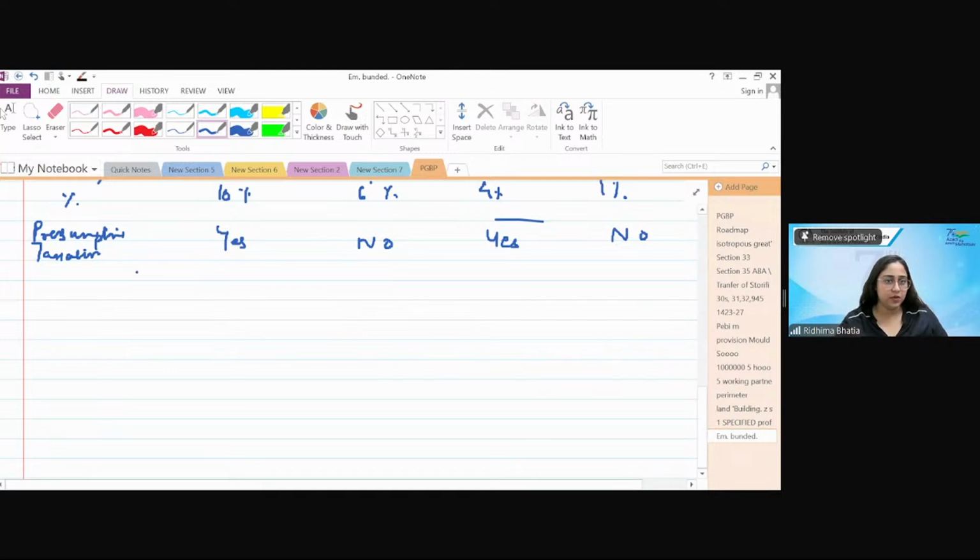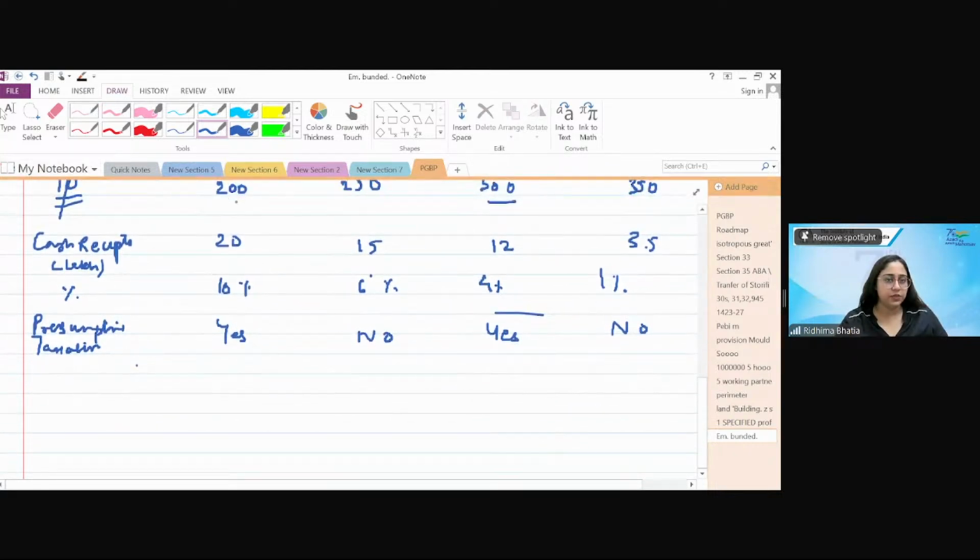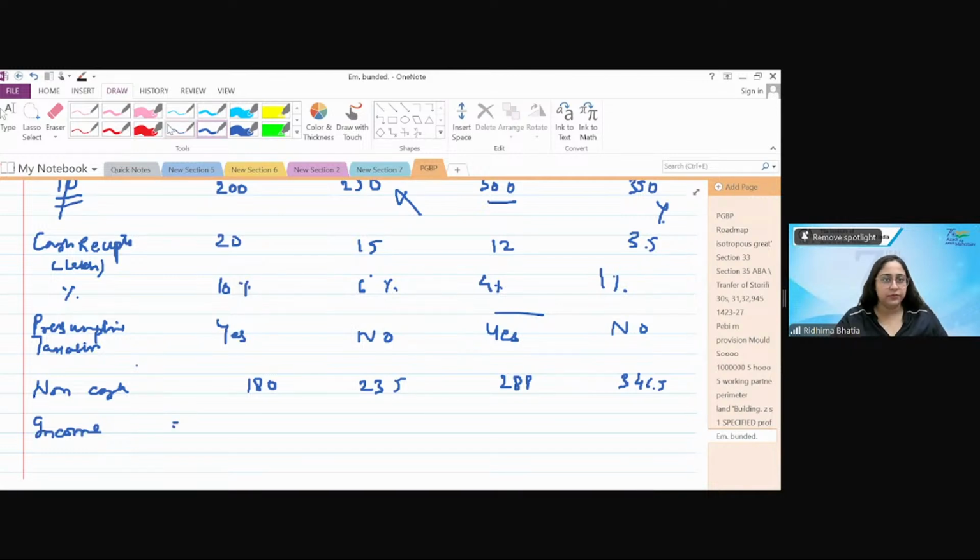So if my total receipts of the turnover is 200 and cash receipts is 20, non-cash कितना हो गया? 180, 235, 288 and 346.5. But in any way, this and this are not applicable. Now we move on to calculation of presumptive profit. That is my business income would be 6% of this and 8% of this. So निकालो quickly.